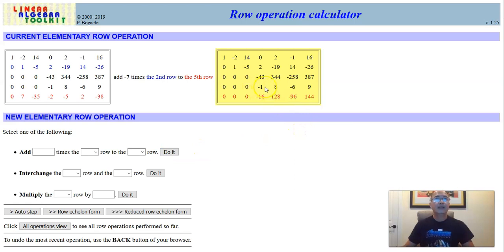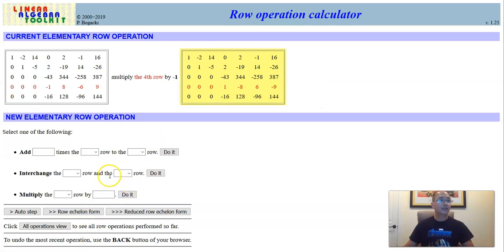Okay, there we go. And that's nice. We have a -1 here. So all we have to do is multiply the 4th row by -1 and then exchange it with the 3rd row.